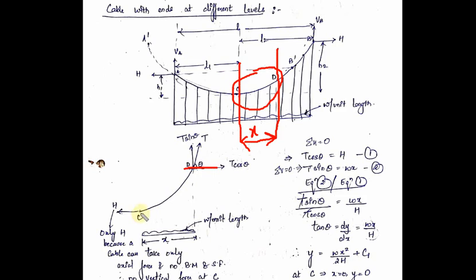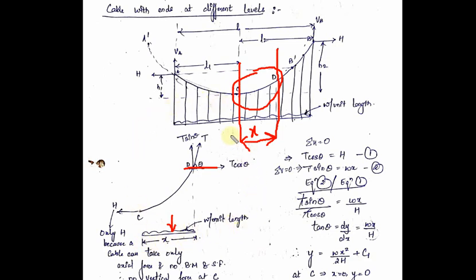Similarly, at point C, which is your deepest point, there is no vertical force, because in a cable no bending moment and shear force are produced. There will be only one force, that is the horizontal thrust H. One more load is acting here, and that is your UDL, which is acting in the downward direction, and the length of this UDL is X.